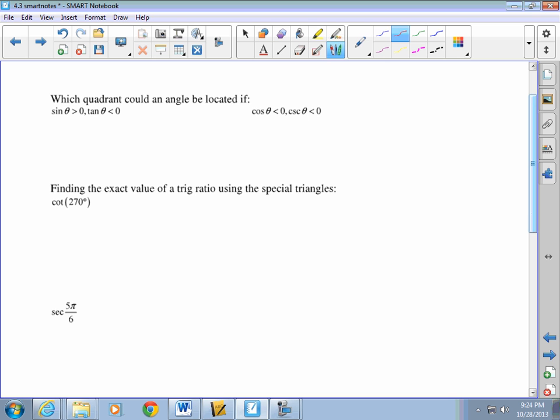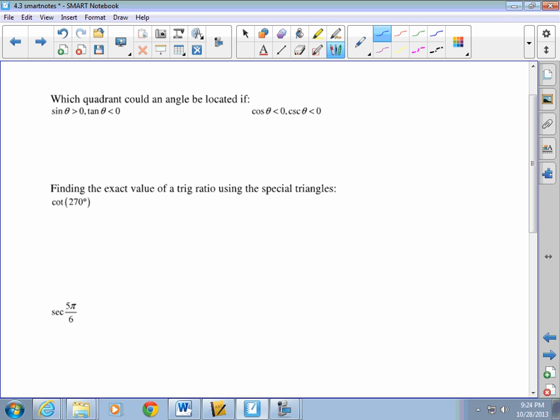Okay, next example says, which quadrant could an angle be located if sine of theta is greater than 0 and tangent of theta is less than 0? So there's a couple of things that you have to remember, and that is the CAST rule.